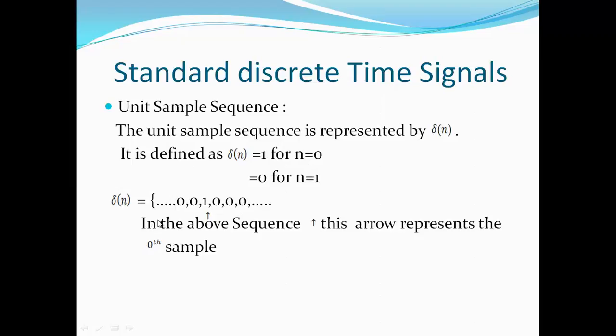So mathematically you represent it like this. What does this arrow represent? This represents the 0th sample, so at this place you have the 0 sample, and that is equal to 1. Please correct the typing error, because I am already recording the voice and can't change it now. Here it is n not equal to 0.